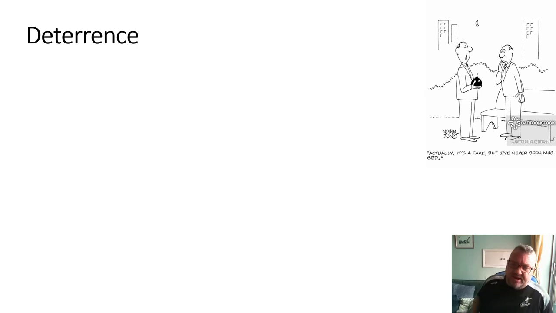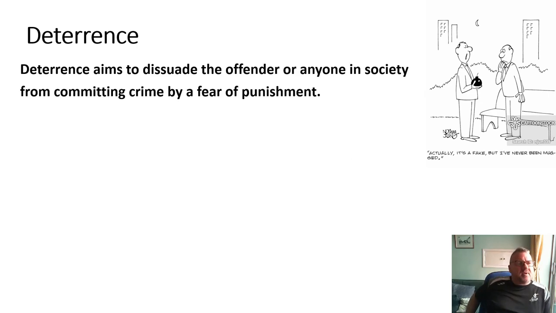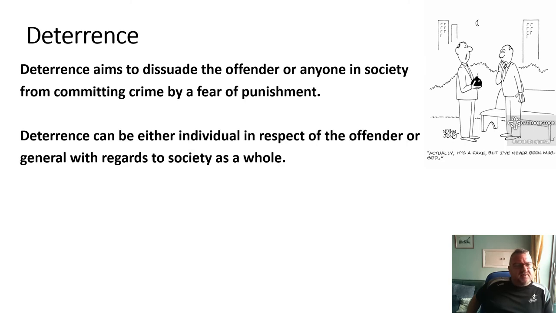Let's look at number three, which is deterrence. And deterrence aims to dissuade the offender or anyone in society from committing crime through fear of punishment. And basically, deterrence comes in two forms. It's either individual, in that it applies to the offender only, or it's general, in that it applies to society as a whole. So you have individual deterrence and general deterrence.